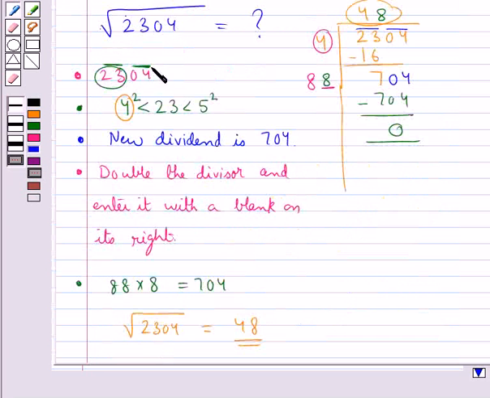Like as you can see in the given number 2304, we have got 2 bars. So we say that there would be 2 digits in the square root of this number. And we have already found out the square root of this number, which is 48. That is, it has 2 digits.